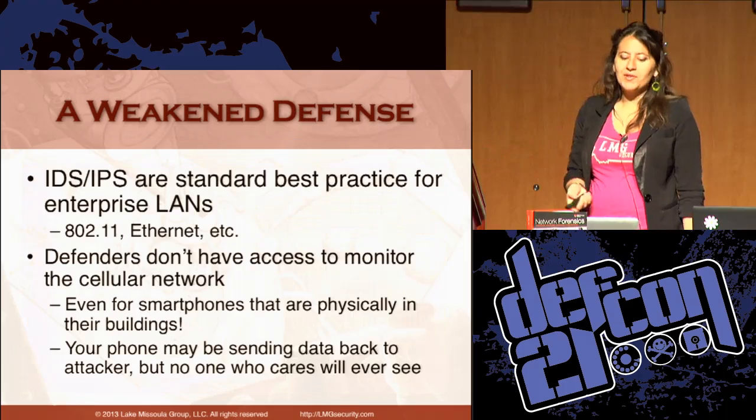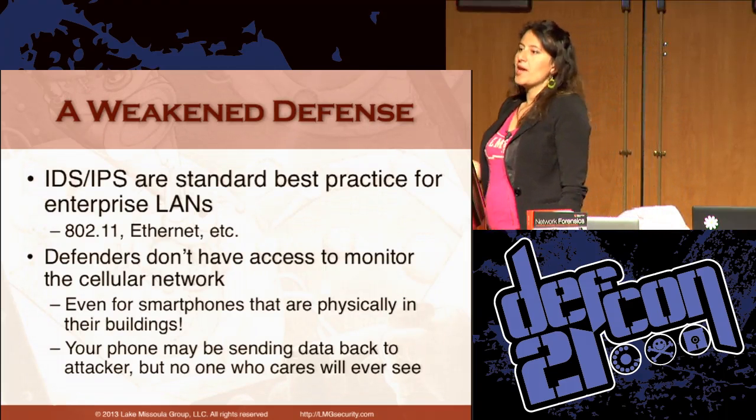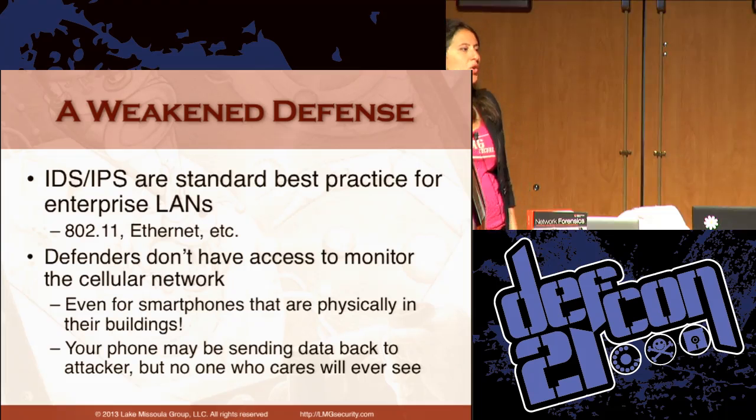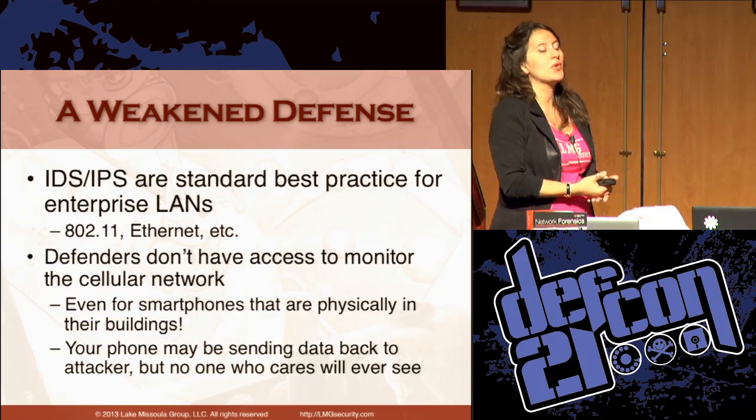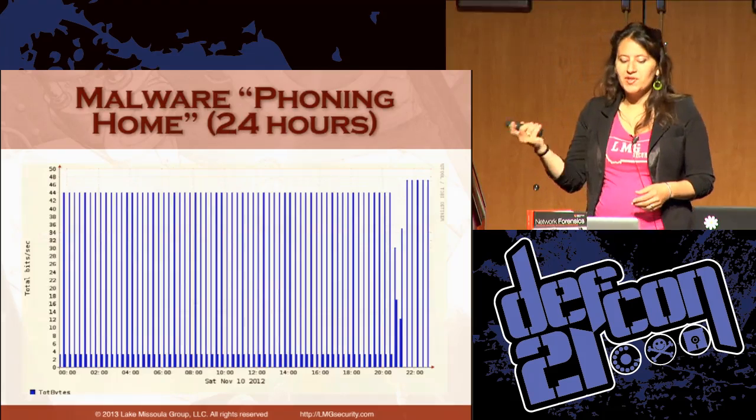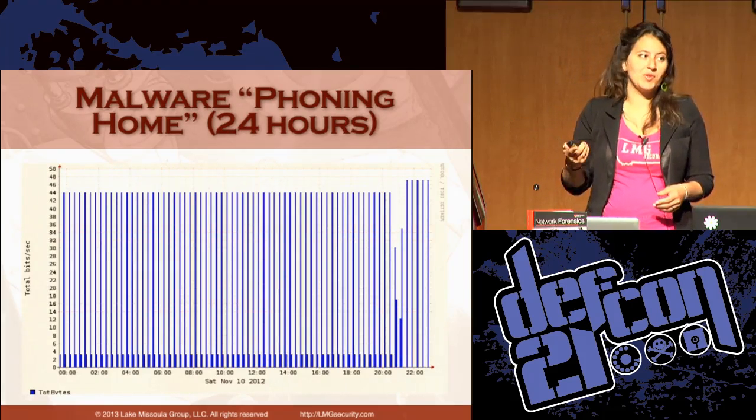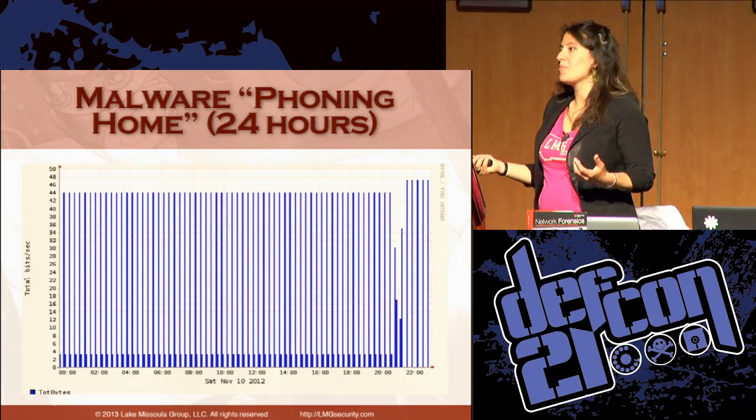The same thing happens with smartphones. The Android Stealth malware by default phones home, or at least the sample we were analyzing phoned home, every 15 minutes. So you would see a chart that looks very similar to this with your smartphone, and of course the user would never be able to tell.